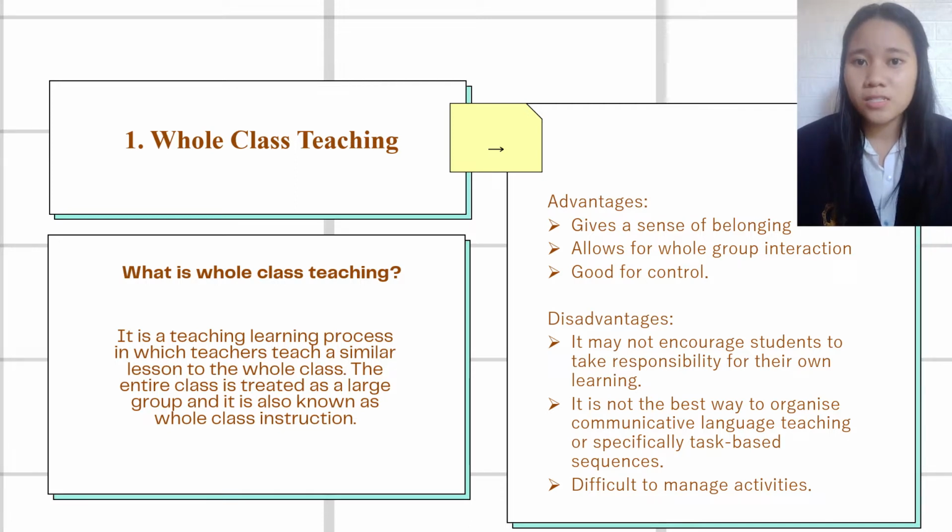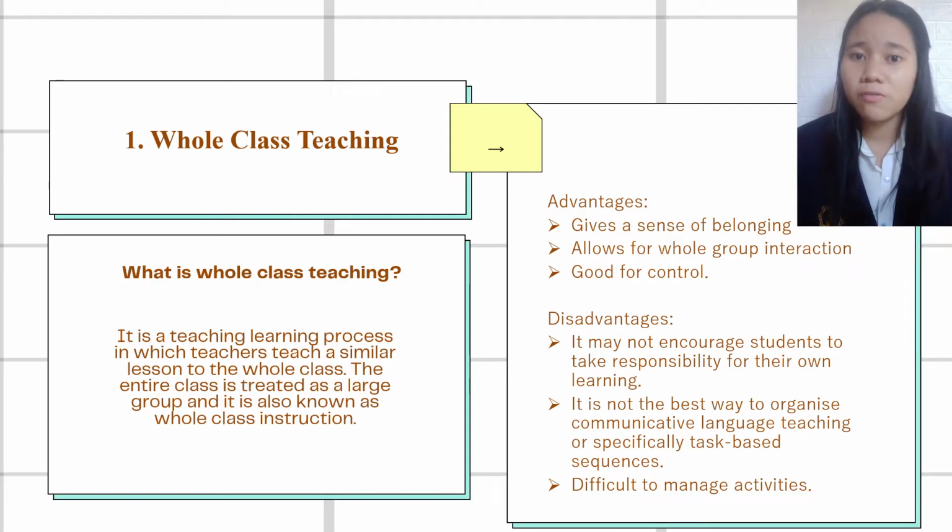The main characteristic of this kind of teaching is that the lesson is planned for students with different levels of ability in the class. In addition, in whole class teaching, it is rather easier to record student progress and keep good discipline. And then about the advantages of whole class teaching. Number 1, give a sense of belonging.